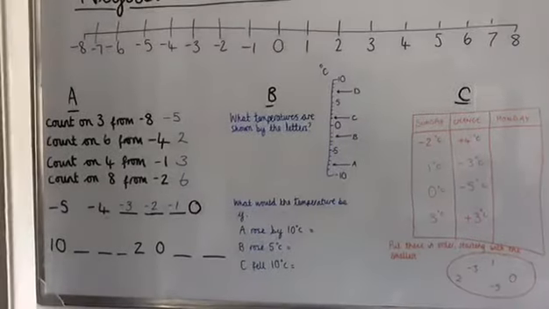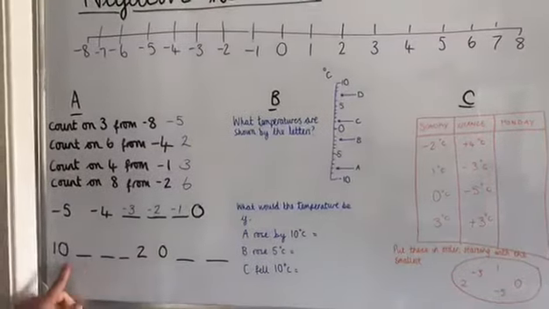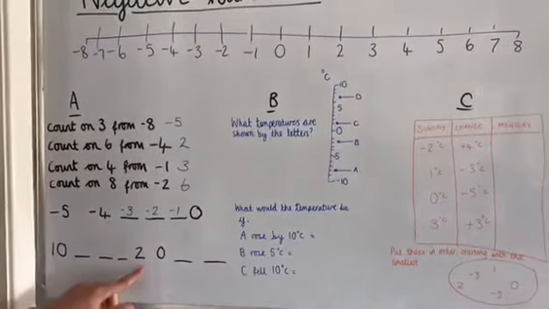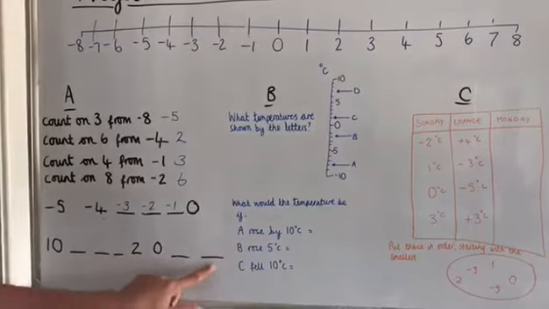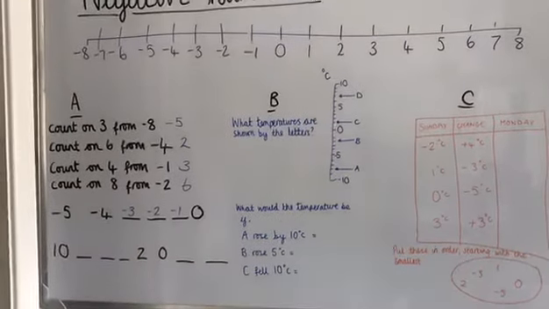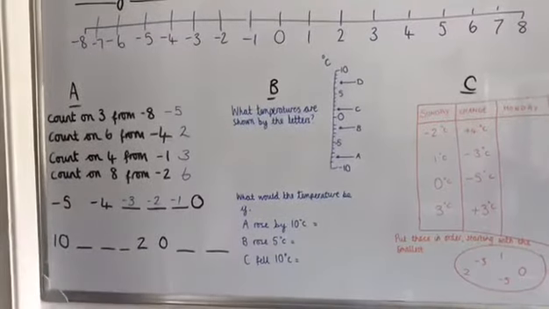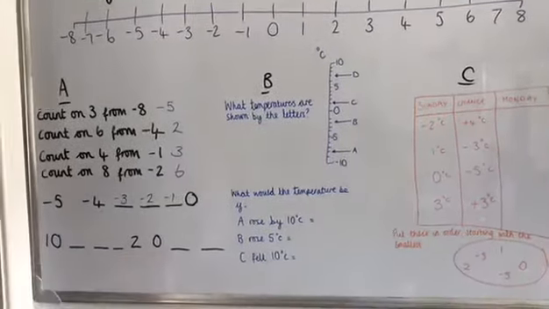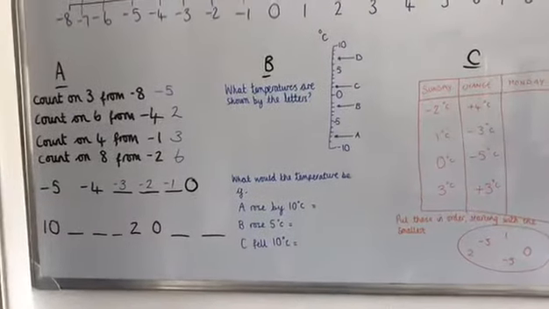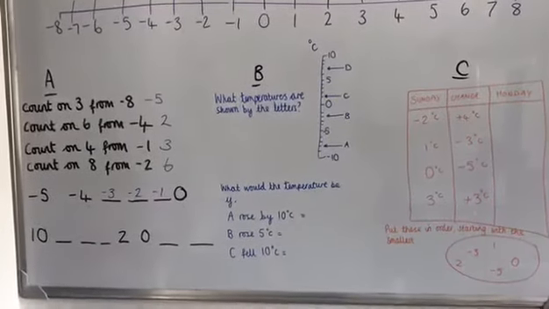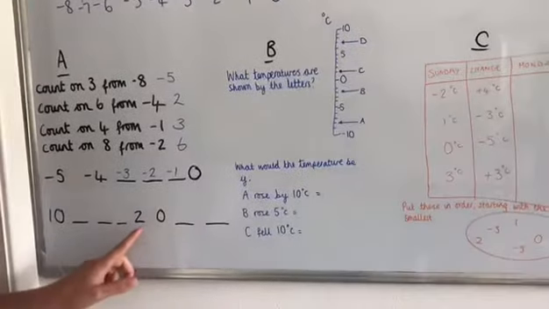Okay, let's try the next one. So we have 10, some gaps here, 2, 0, and then 2 more gaps. So this is slightly trickier. Here's a hint. Have a look at these two and see what the relationship is. What's happened to that 2 to get to the 0? Okay, hopefully you've realised that this is decreasing by 2 this way.